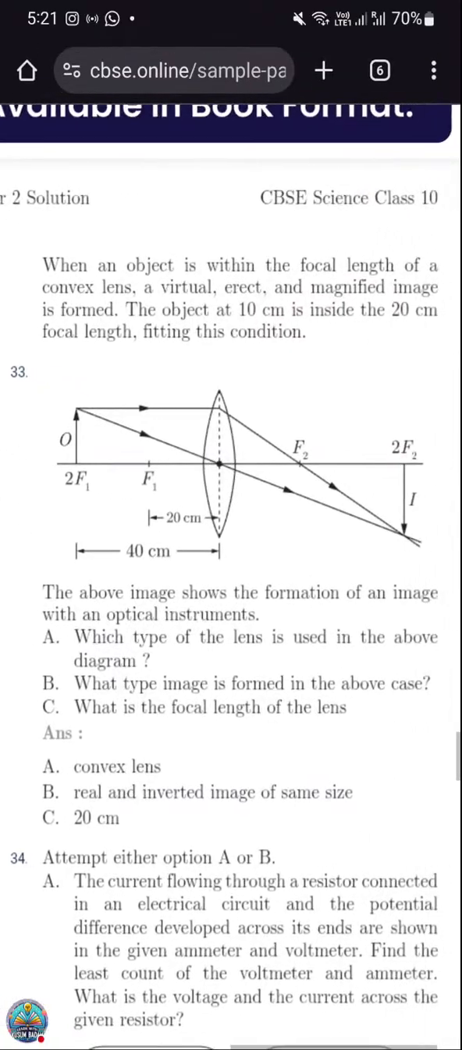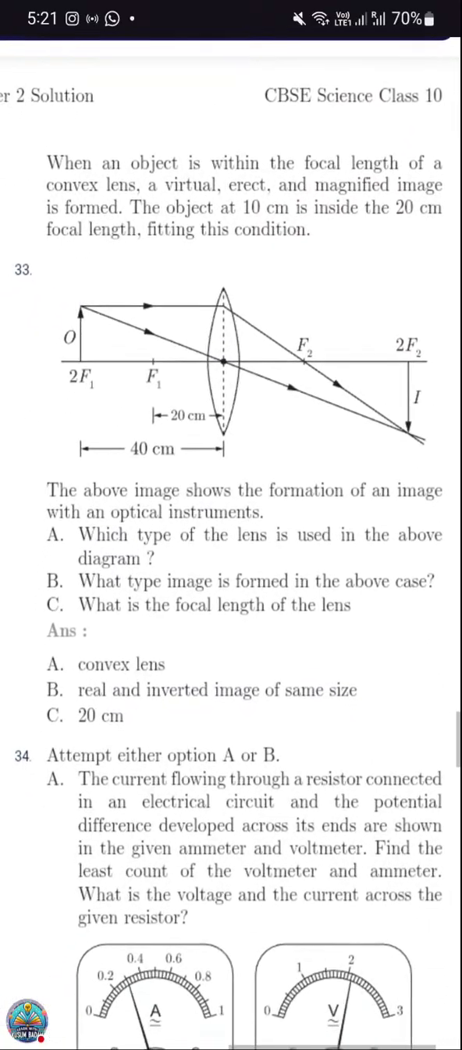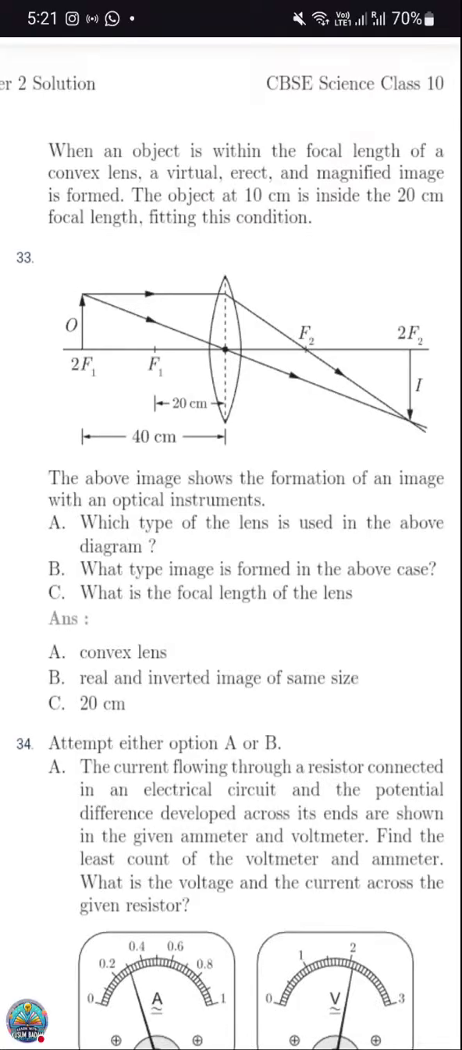When the object is within the focal length of a convex lens, a virtual, erect and magnified image is formed. An object at 10 centimeter inside a 20 centimeter focal length fits this condition. So the explanation is given.